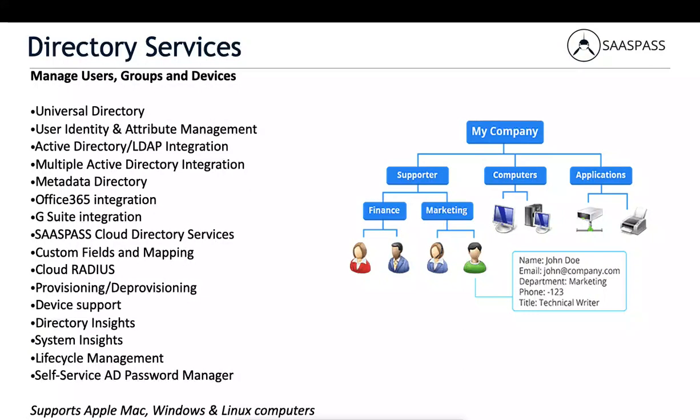Directory services. SAASPASS is a full directory implementation and could replace any LDAP product or even Microsoft Active Directory itself. It's a universal directory. It supports user identity and attribute management. It could replace or integrate with any LDAP system or Active Directory.